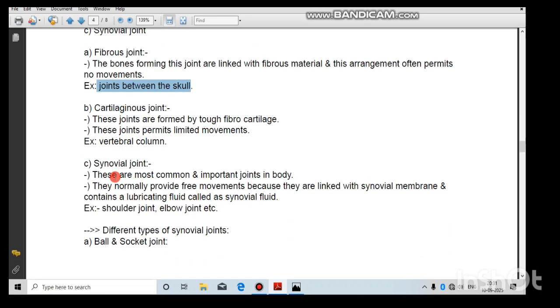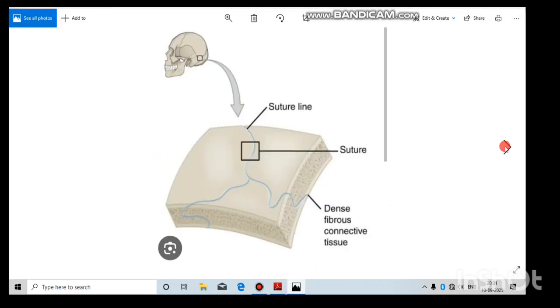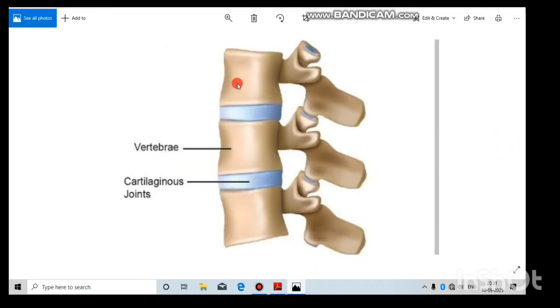The second type of joint is cartilaginous joint. In a cartilaginous joint the bones are connected by tough fibrocartilage, which allows very limited movement. The best example is the vertebral column. Vertebral column, as you already know guys, is the backbone.